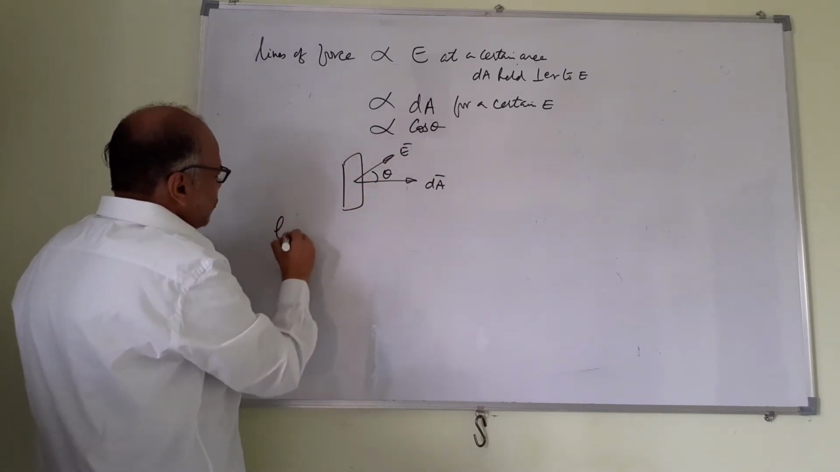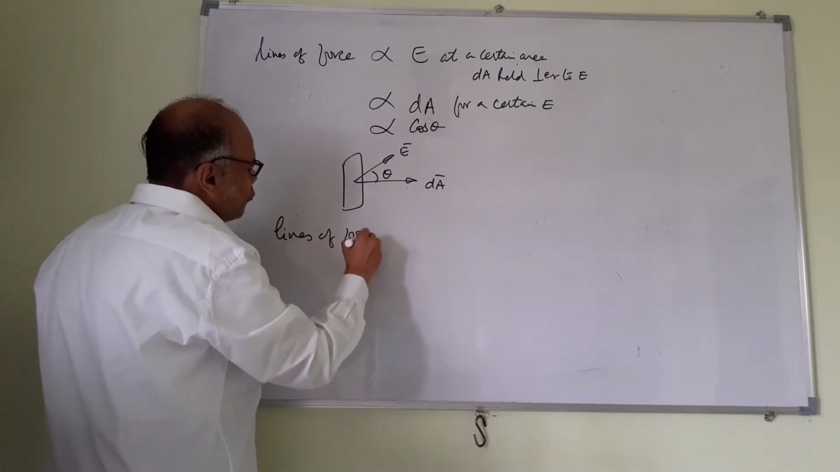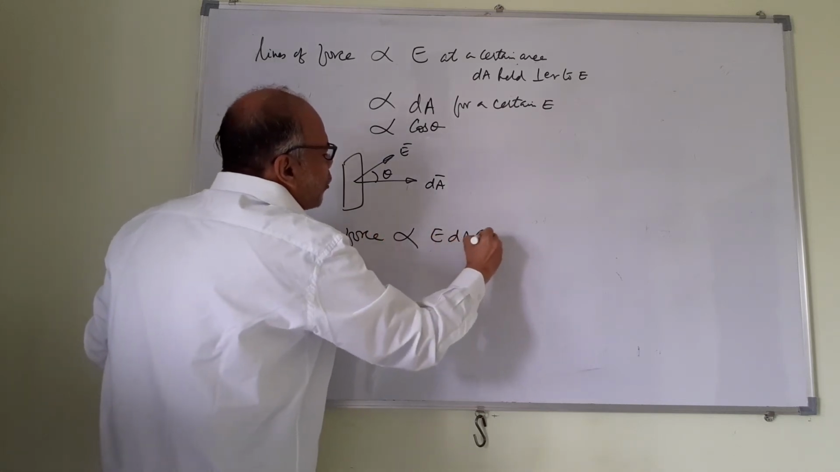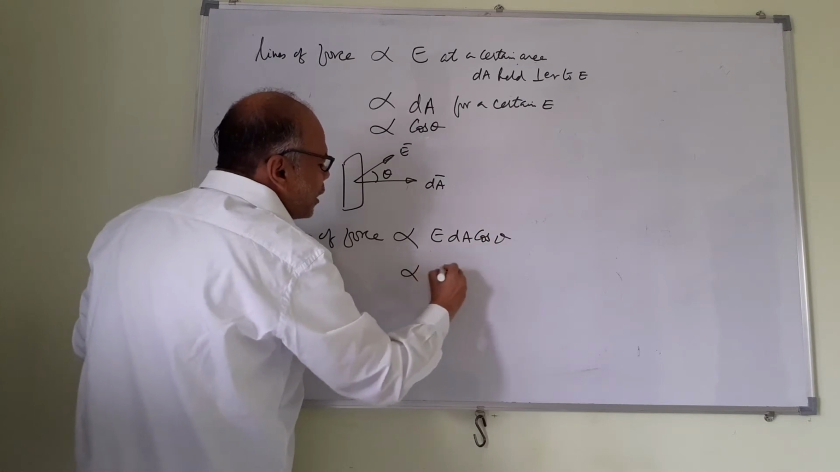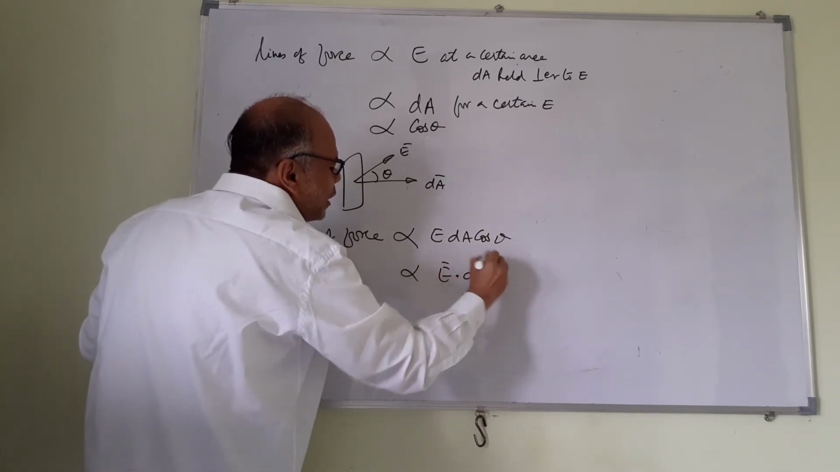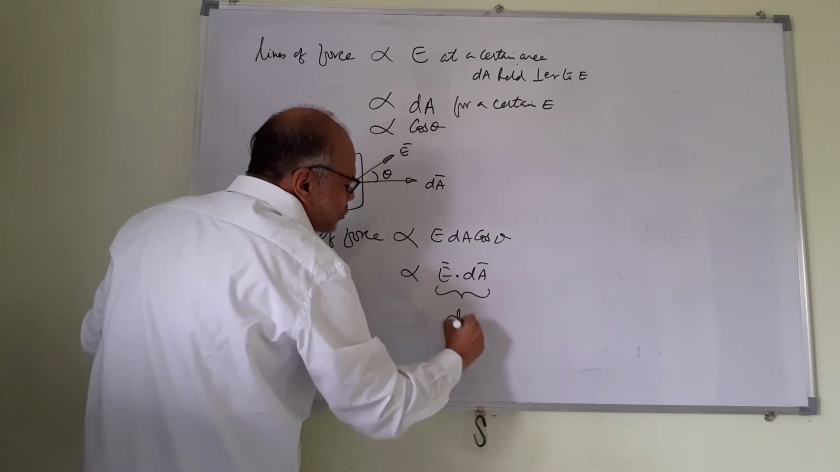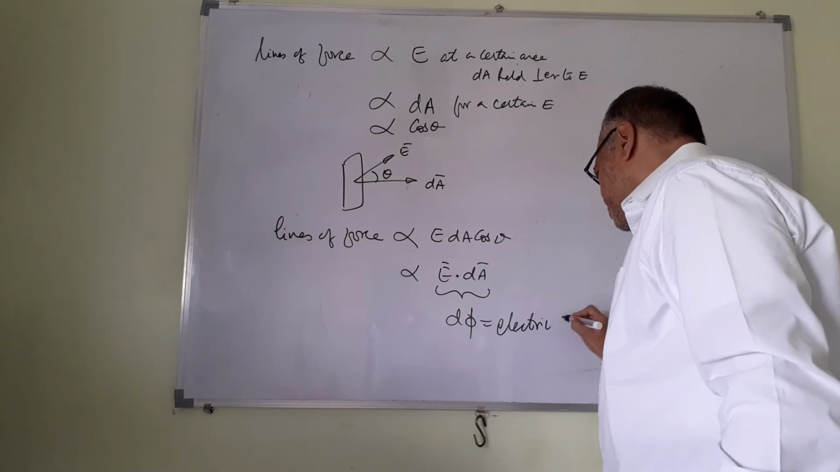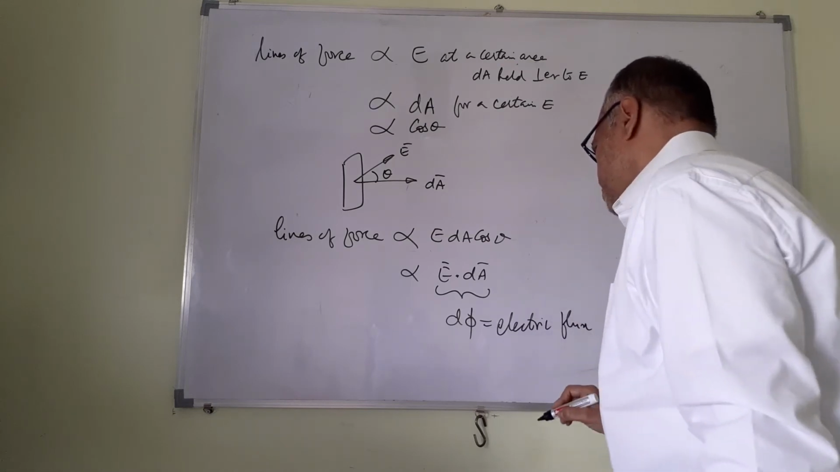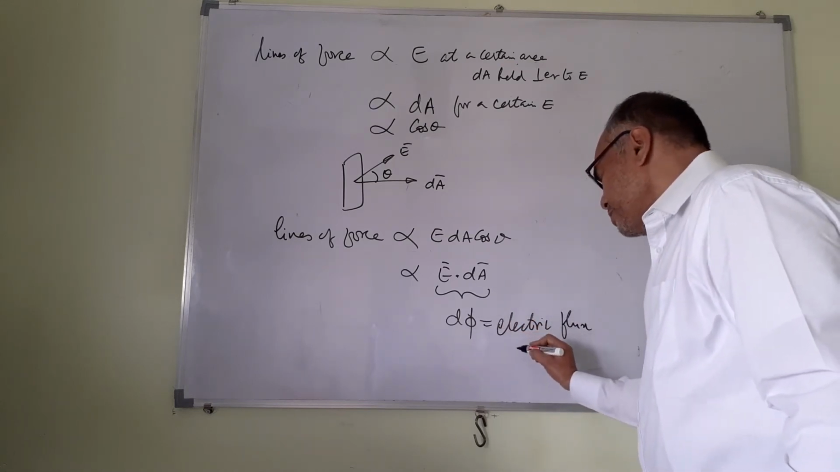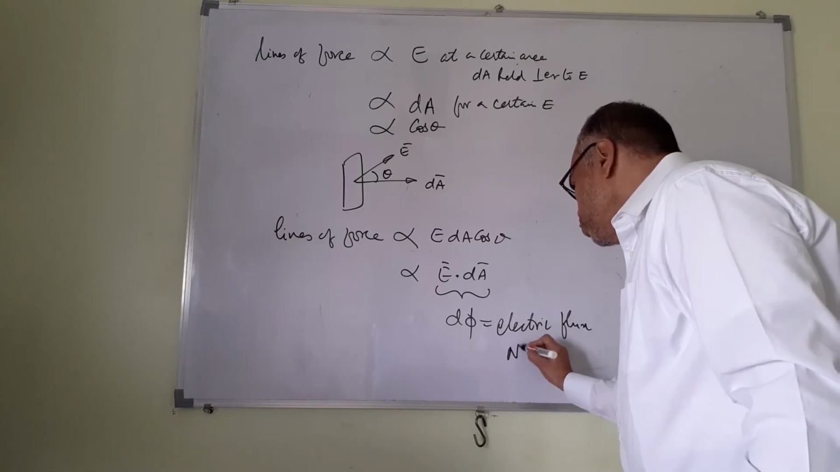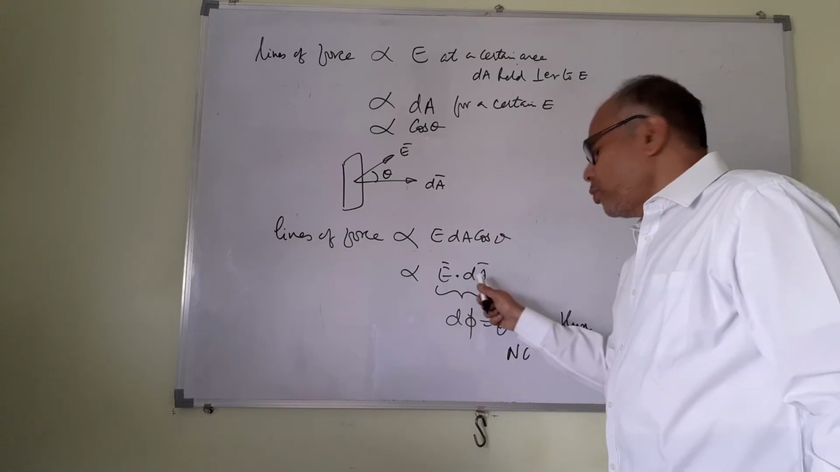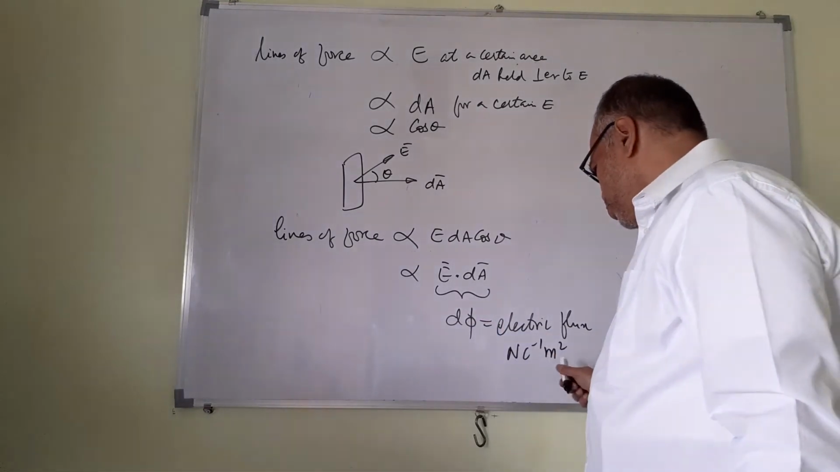So I can say the lines of force are proportional to E dA cos theta. Vectorially, this can be written as E dot dA. And E dot dA is called d phi, the electric flux. Yes, d phi is called the electric flux. Its unit is Newton per Coulomb meter squared. E is in Newton per Coulomb, dA is meter squared. So Newton per Coulomb meter squared.